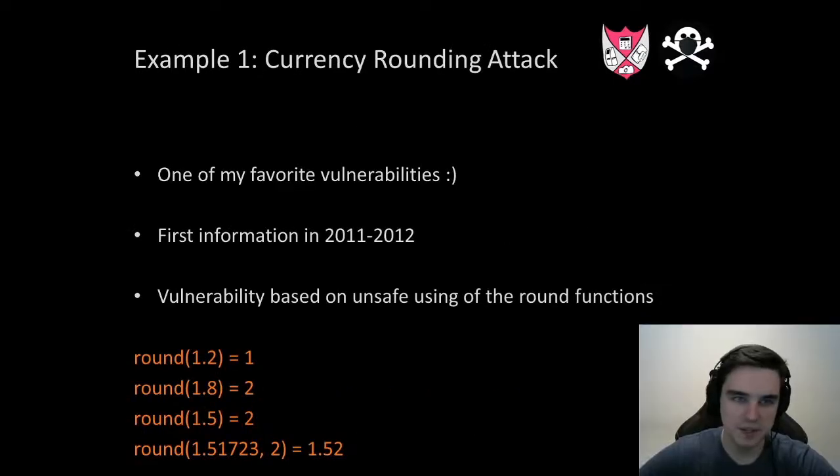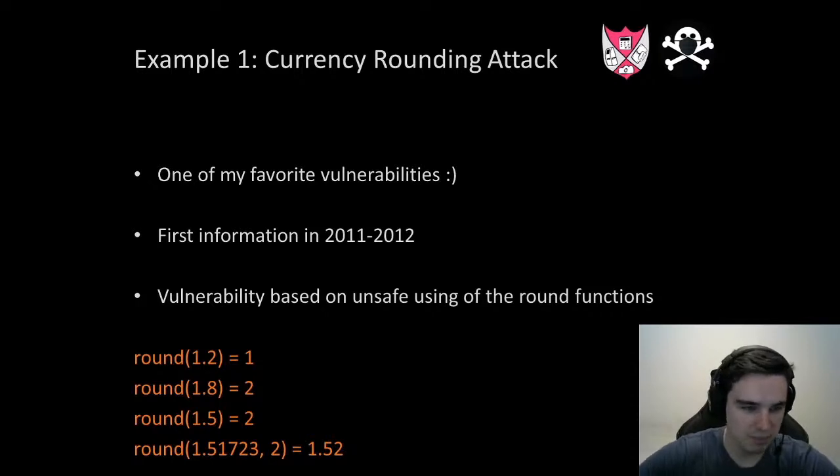The first vulnerability is the rounding attack. It is the currency rounding attack, and it is one of my favorite vulnerabilities because it is really like hacking, like I said before. It is like making money from nothing. The first information I found about this vulnerability was from 2011, maybe 2012. Maybe there is earlier information, but I didn't find it. This vulnerability is based on the incorrect or unsafe use of round functions, and later we will talk about an example.